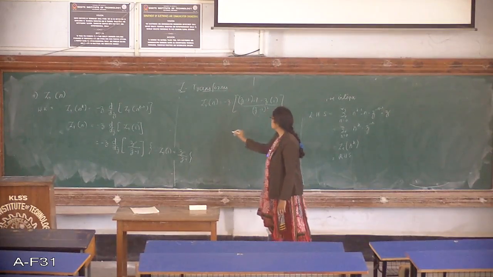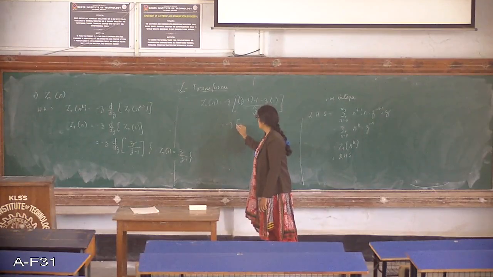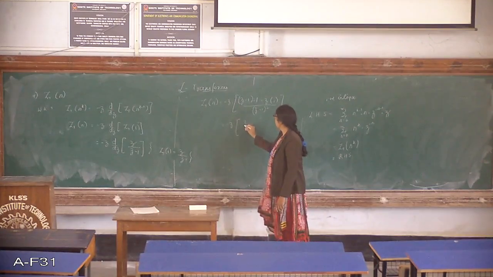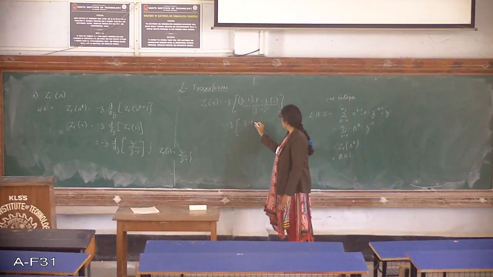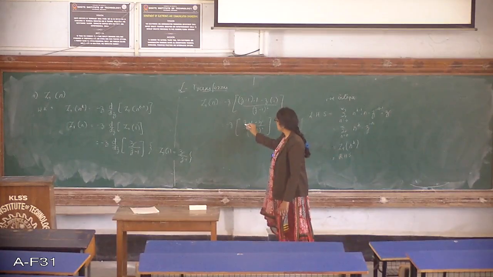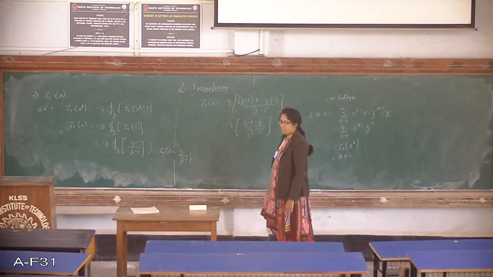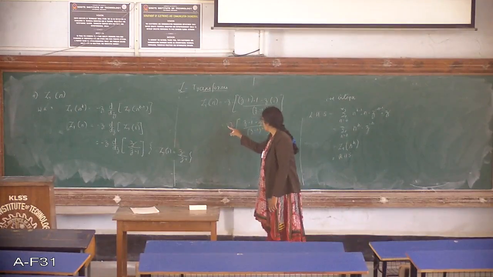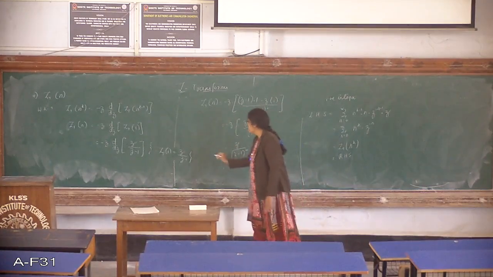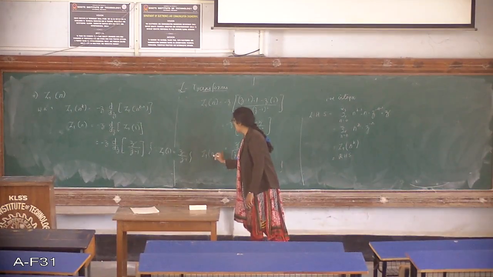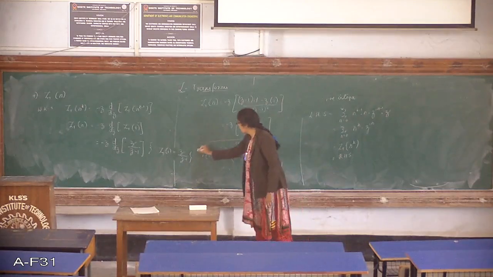Now if I simplify this, this will be minus z, z minus 1 into 1 is z minus 1, minus z plus 1 is minus z, divided by z minus 1 the whole square. So you can see that the plus z here and the minus z cancel each other. So we have minus into minus plus z divided by z minus 1 the whole square. This is how we find out the z transform of n.